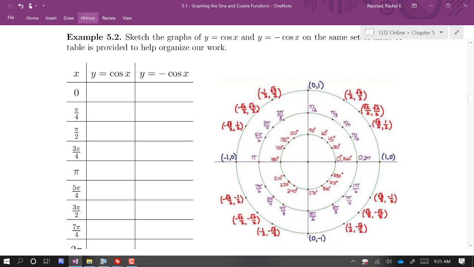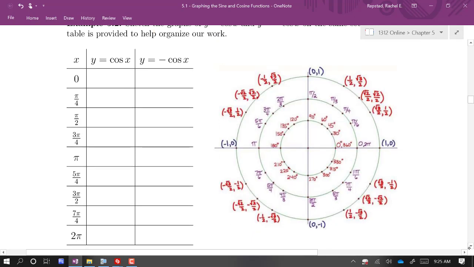The cosine function, we get those values from the unit circle by taking the x-coordinates. So again, I took the same values of x, the same angles. So 0, pi over 4, pi over 2, 3 pi over 4, and so on, right? So I went up by increments of pi over 4. And those x-coordinates are here.